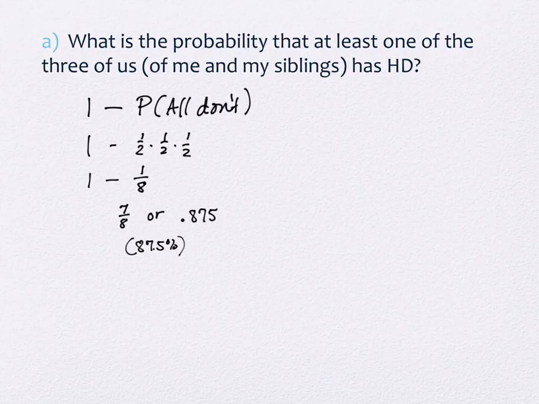Almost 90% chance that myself or my brother or my sister has this disease. That's a big number, right? If you got an 87.5 on your test, you'd be pretty pleased with that for the most part, right? 87.5 is not bad. That's terrible in this context, right? I mean, it's terrible.